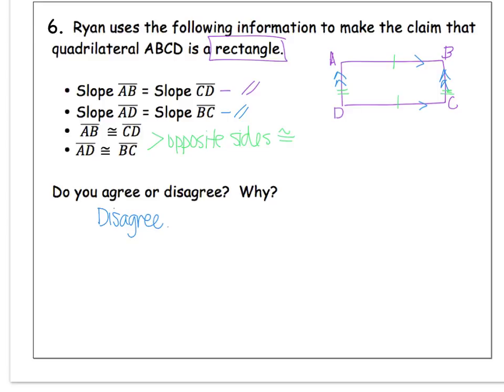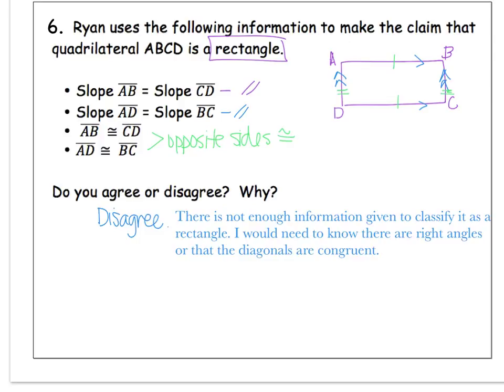So I originally agreed because the opposite sides are congruent and the opposite sides are parallel, but then I remembered that one of the differences between a parallelogram and a rectangle is that a rectangle is a parallelogram with right angles. So both a rectangle and a parallelogram have opposite sides congruent and opposite sides parallel, but I don't have any information making that right angles to make it a rectangle. So that's why I disagreed.